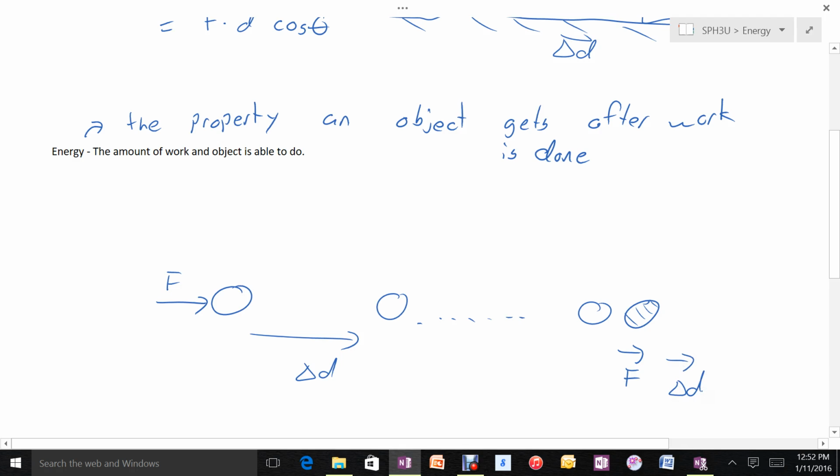So you do work on an object, you store that work inside the object. That's called energy. And then later, if the situation allows it, that object can do that work back on some other object, and then it loses the energy by doing work and giving it to the other object.